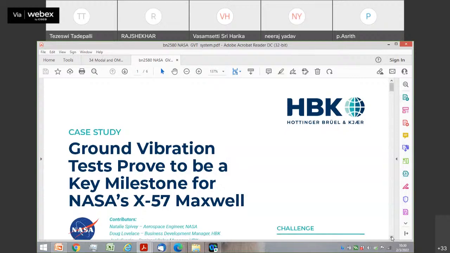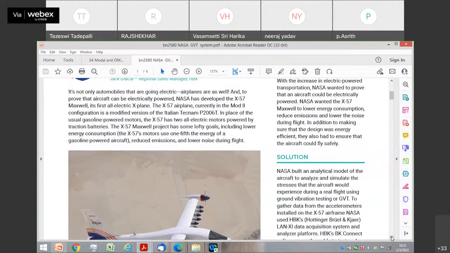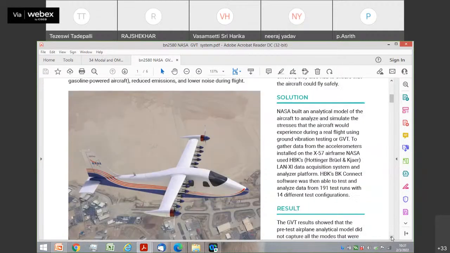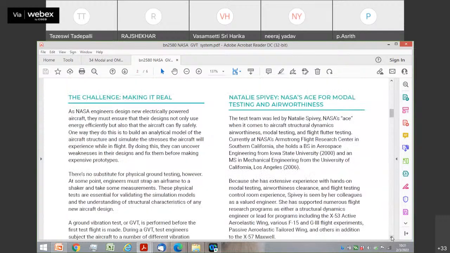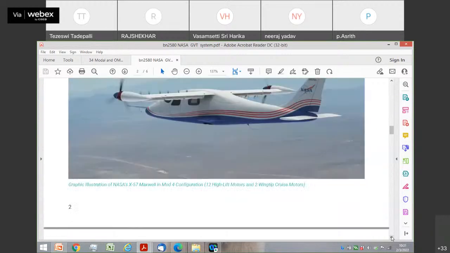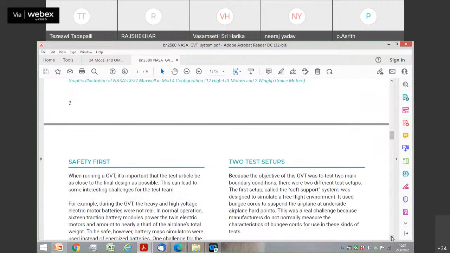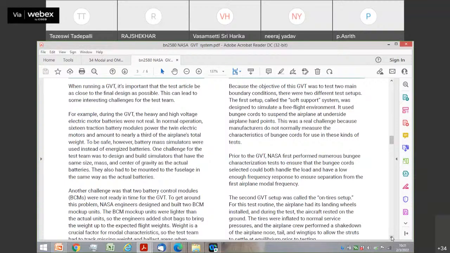This is just an example of a case study on NASA's new electrical powered aircraft, the NASA X-57, where it has used a very large system. As you can see, you have the bungee characterization to ensure that the bungee cord would hold the test, so that the frequency response is not disturbed.